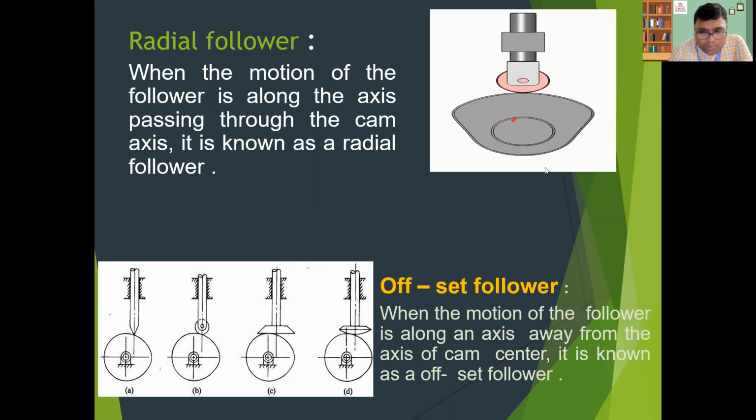And in the offset follower, the motion of the follower is along an axis away from the axis of the cam center. It is known as an offset follower. You can see all the examples given under this category. This is the axis of the cam and this is the follower axis. You can see there is some offset here, and here, and here also. That's why such an arrangement is called an offset follower.